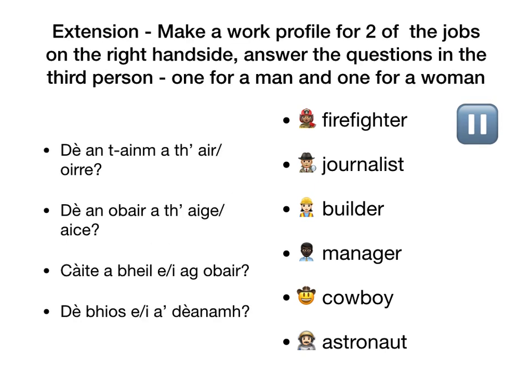Now, an extension here would be to make a profile for two of the jobs, perhaps the two that you haven't done, and answer the questions in the third person. So, making up a list of what people do and talking about people in the third person.